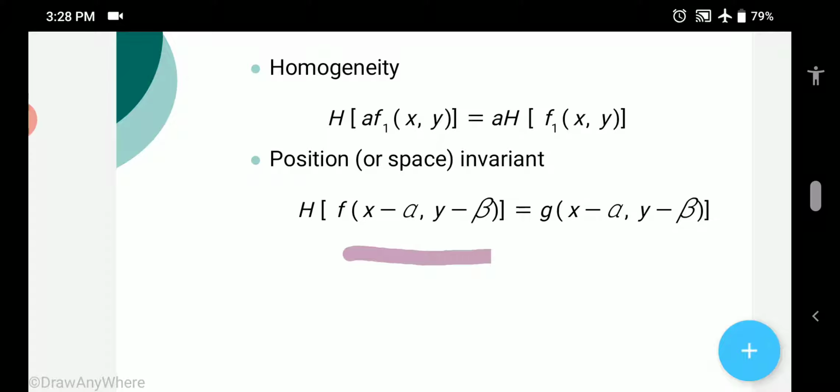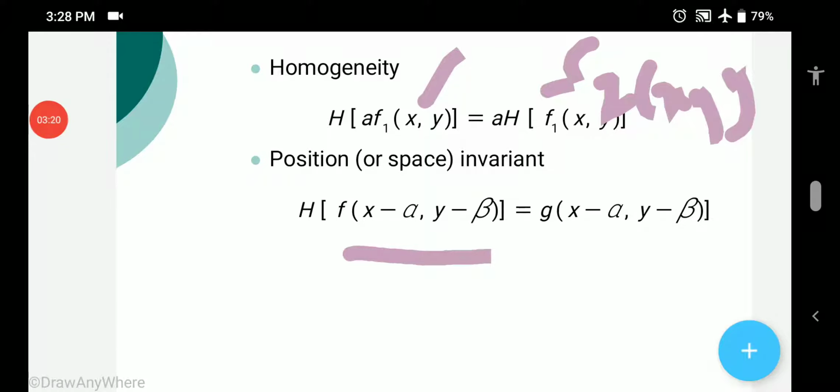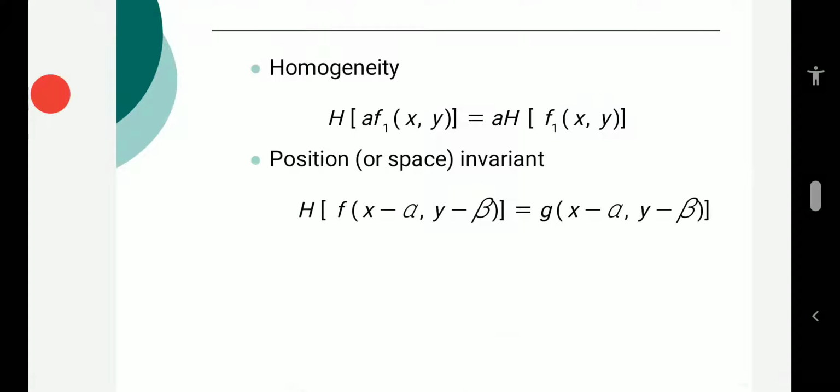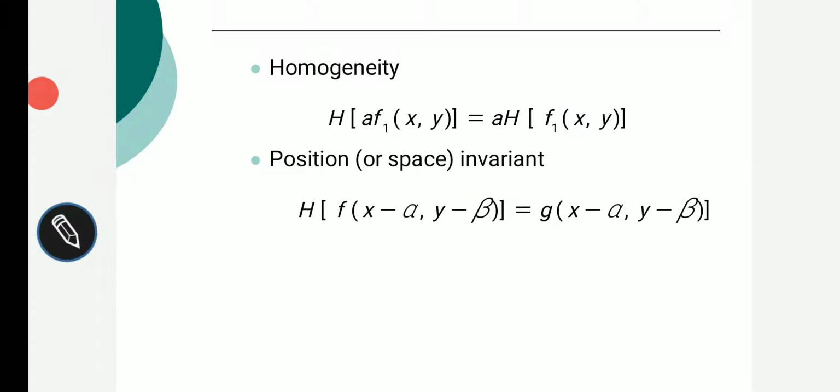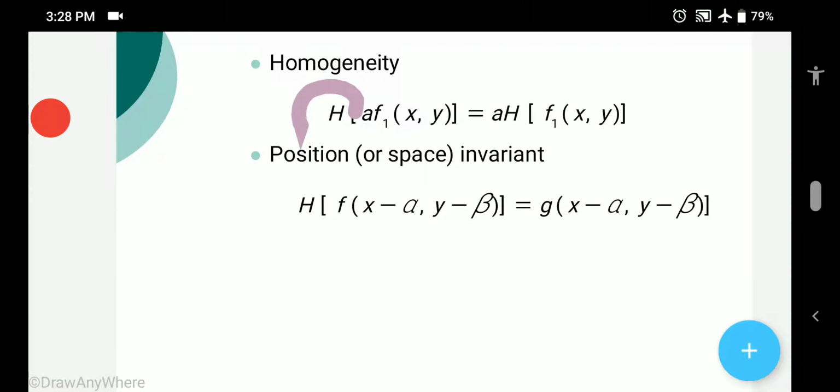The homogeneity property: h of a into f1 of x comma y, if we assume f2 of x comma y is equal to 0, then this property is called the homogeneity property, where the second input f2 of x comma y is equal to 0, then this a will come outside, a into h of f1 of x comma y. Now we will see the position invariant.